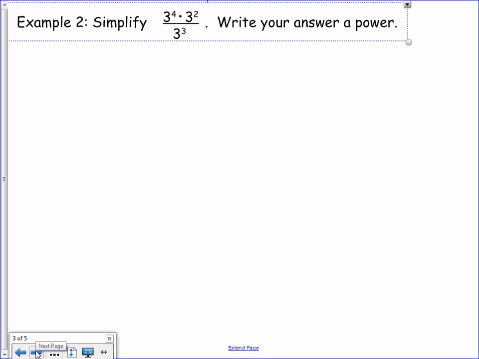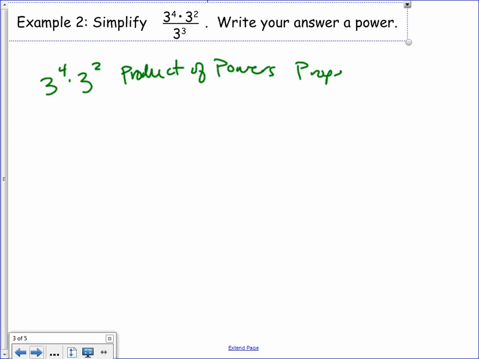Now we have to follow order of operations, basically. So we have to simplify the numerator first before we can simplify the whole thing. We have to use the product of powers property here. Since we're multiplying powers with the same base, we're going to add the exponents, so that's going to equal 3 to the 4 plus 2 power, or 3 to the 6th power.